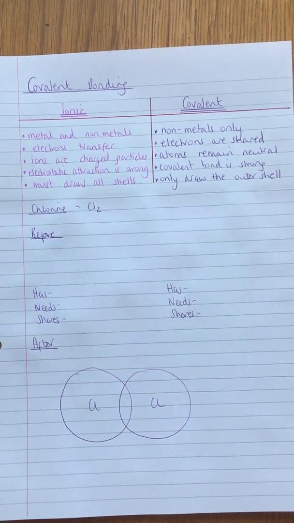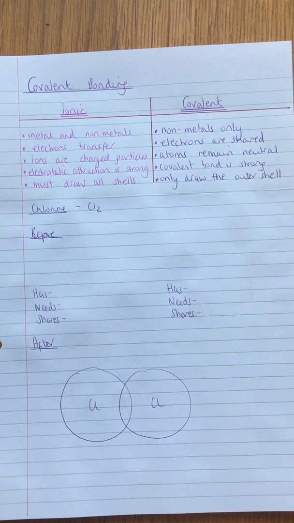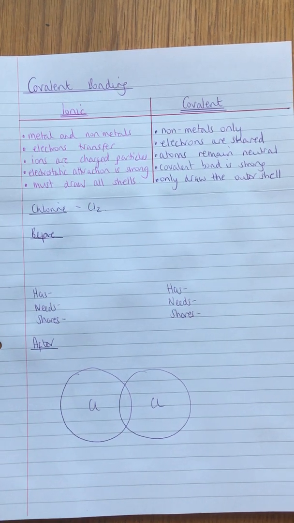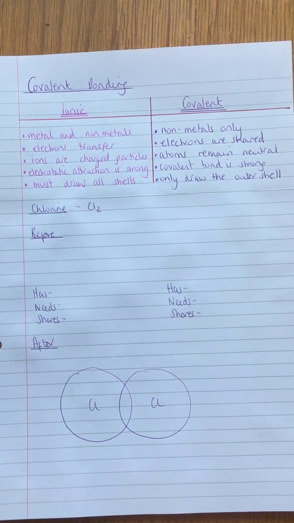So today we're looking at covalent bonding. Last week we looked at ionic bonding. On Tuesday we looked at how you draw ionic bonds, and on Thursday you looked at giant ionic structures. So today we're going to look at covalent bonding. It's quite easy to get a bit confused about the two different types of bonding, so I've done you a quick overview of the difference between them.